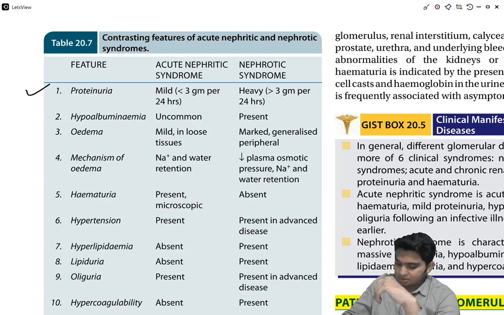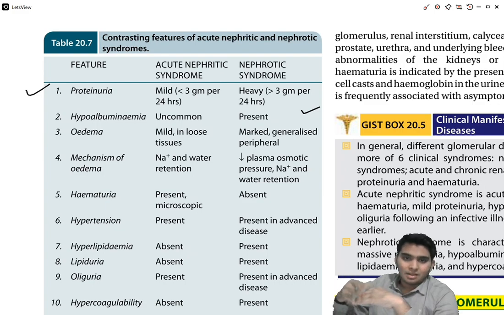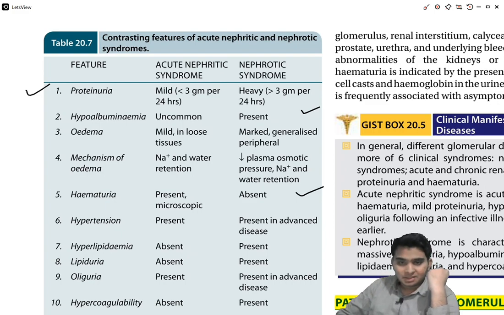Hypoalbuminemia is seen in the nephrotic syndrome. Edema is mild in loose tissues in nephritic syndrome, but in nephrotic syndrome it is marked, generalized and peripheral. Regarding the mechanism of edema, in acute nephritic syndrome it is only due to sodium and water retention, while in nephrotic syndrome it is due to decreased plasma osmotic pressure and sodium and water retention. Decreased plasma osmotic pressure is due to hypoalbuminemia. Now, hematuria is present in the acute nephritic syndrome while absent in the nephrotic syndrome.